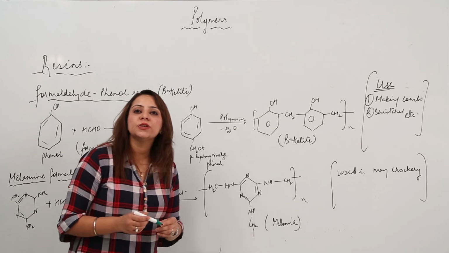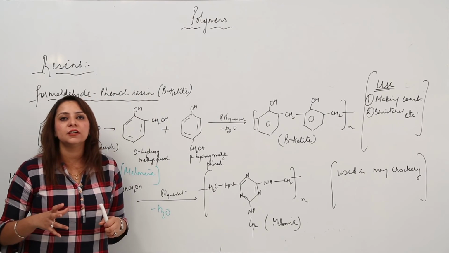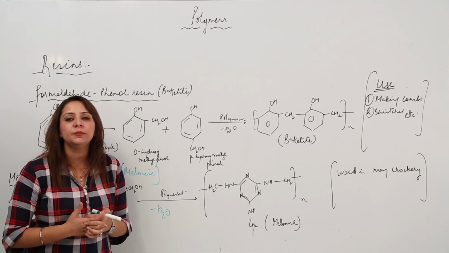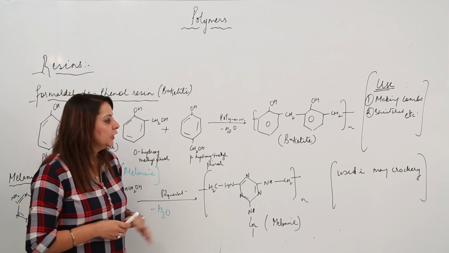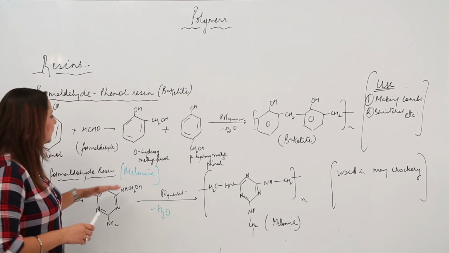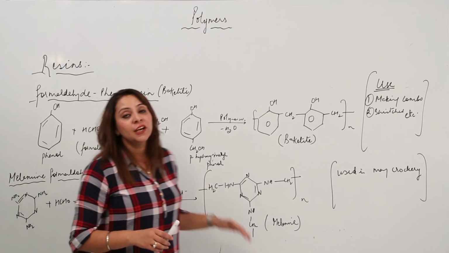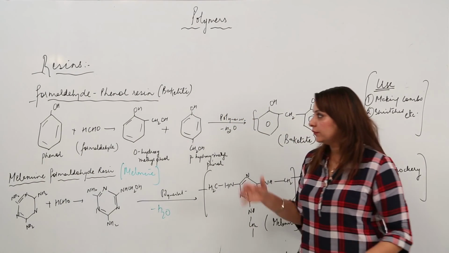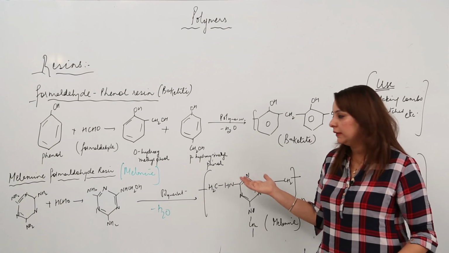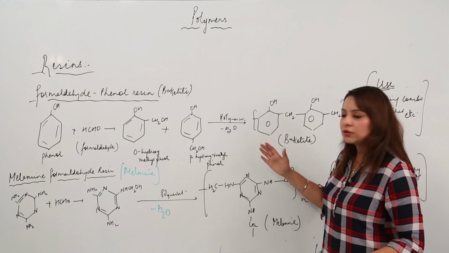And as far as the use is concerned, actually it's very tough. So what happened, it is mainly used in making the unbreakable crockery. So this is what is the melamine and the Bakelite. We have one more resin which is left, we will do in the next section. So just look at the board carefully.